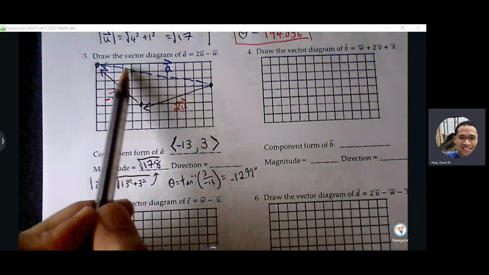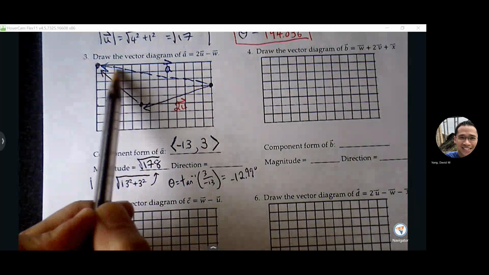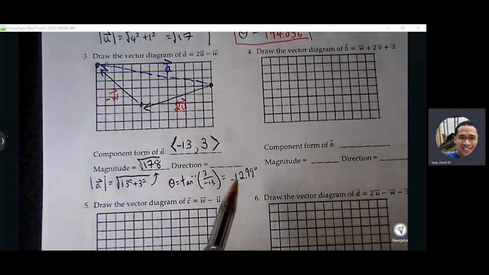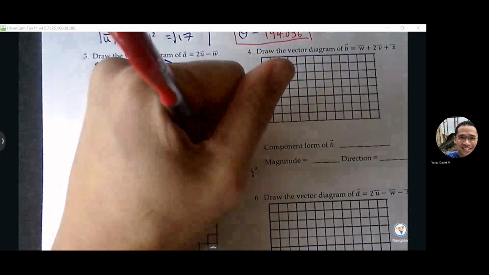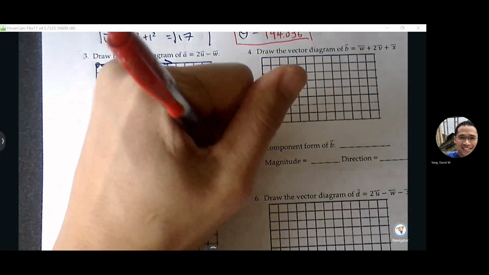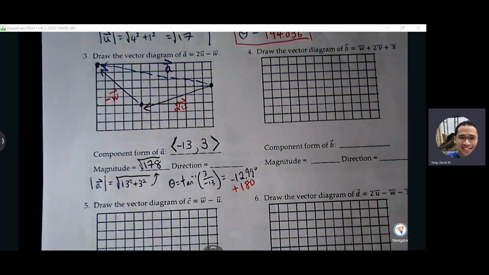Okay, which quadrant is this vector A pointing in? 2, so I got negative 12.99, so how do I adjust that to get to where I want to go? Yeah, because I know add 180, same thing as 180 minus 12.99. That's going to land me in that space between 90 and 180.